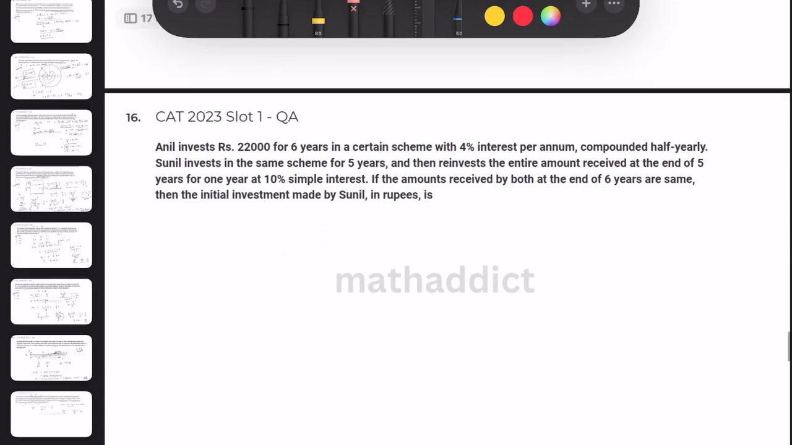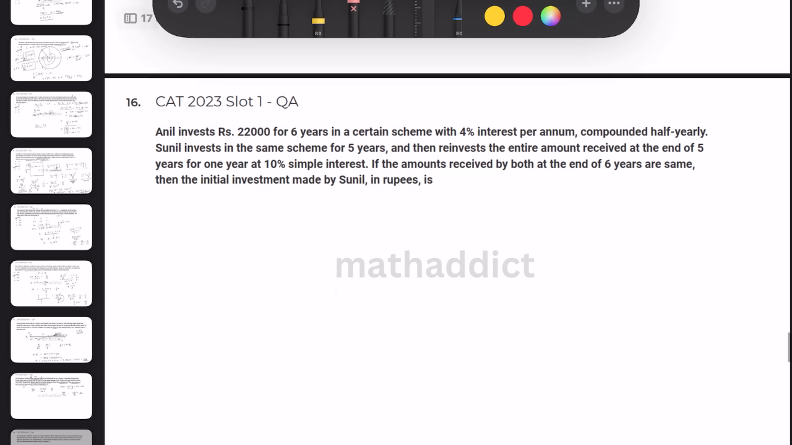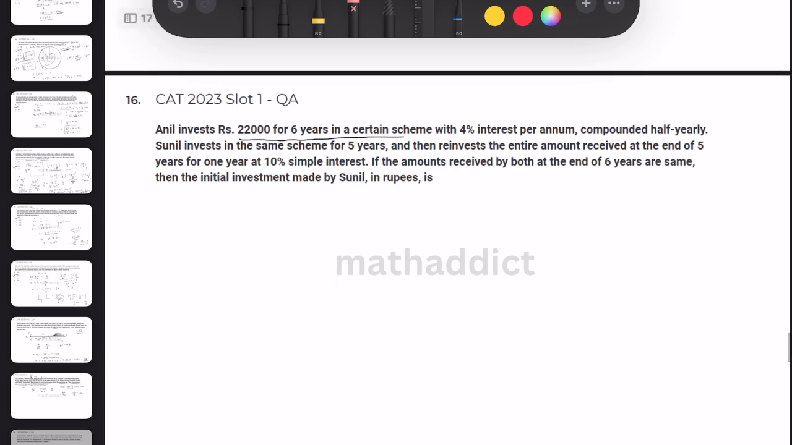On the next question, Anil invests rupees this for 6 years in a certain scheme with 4% interest per annum compounded half yearly. So that becomes 22,000 into 1.02, and it's compounded half yearly, so it becomes 2% interest in 6 months, and compounded half yearly for 6 years. There are 12 cycles.